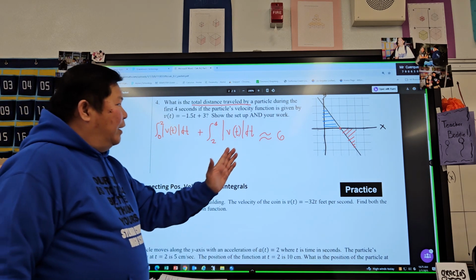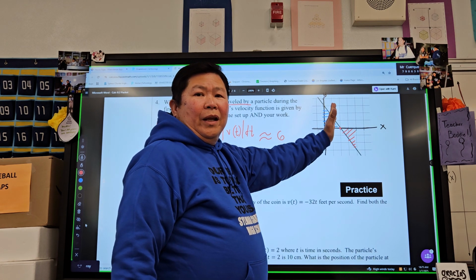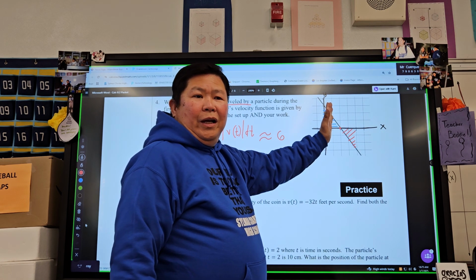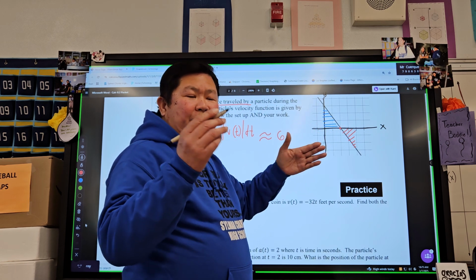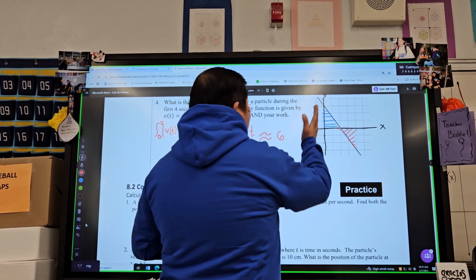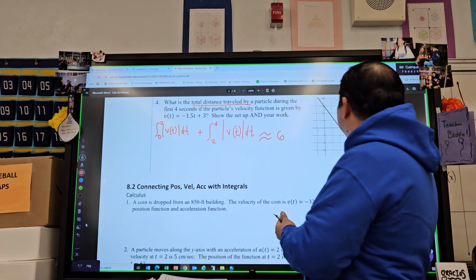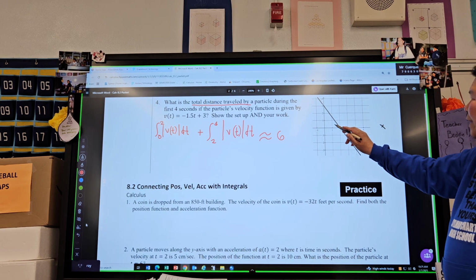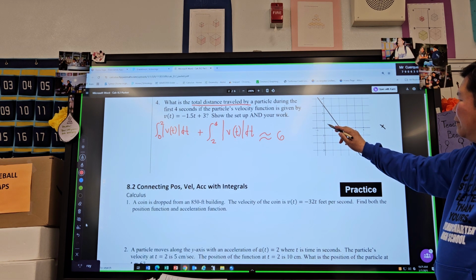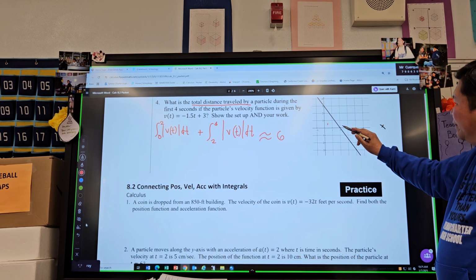But if I erase this one, suppose this is a multiple choice question, what to do? Take the area, or count the number of boxes, squares, right? How many squares? This is 1 square, 2, 3, right? And then 3 plus 3.